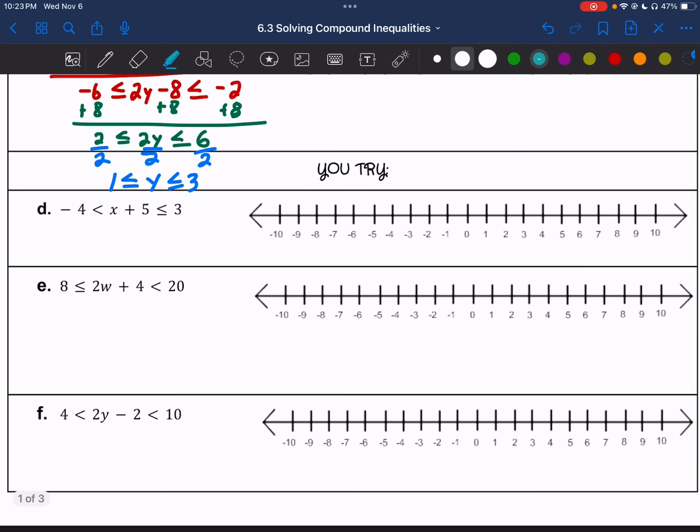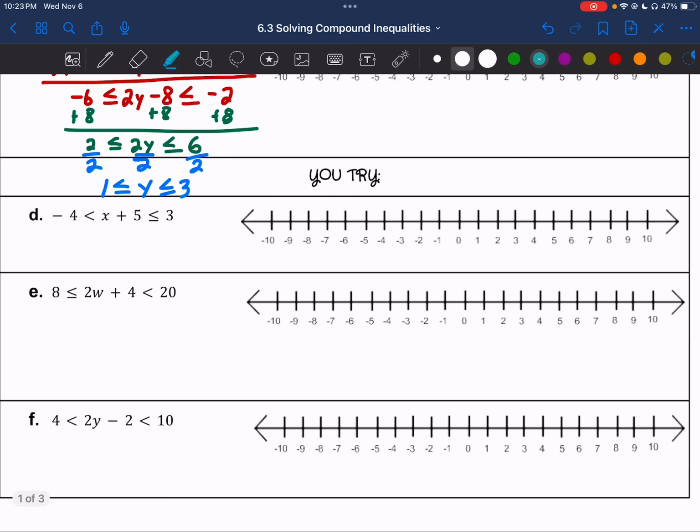All right, I want you guys to try letters D, E, and F on your own, and then check your work against mine.